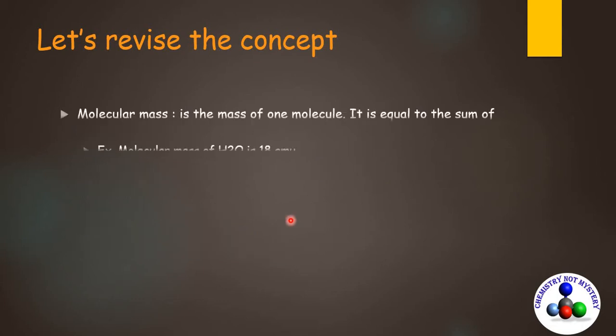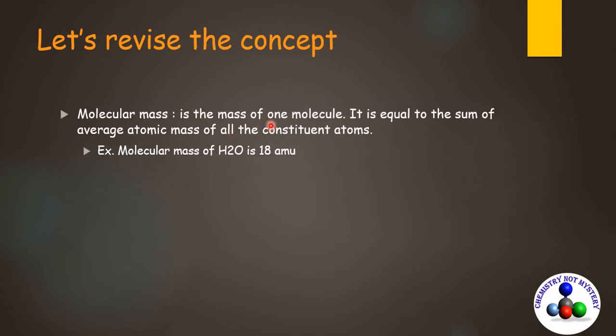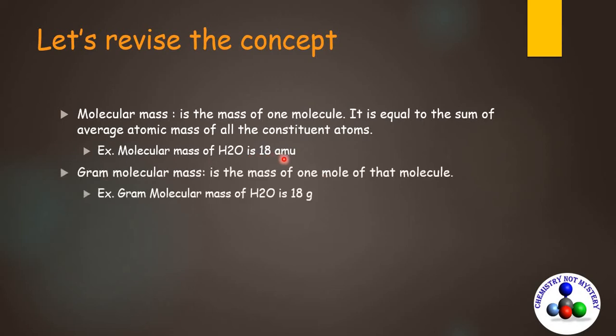Molecular mass. It is the mass of one molecule. It is equal to the sum of average atomic masses of all the constituent elements. For example, molecular mass of water is 18 AMU. Gram molecular mass. It is the mass of 1 mole of that molecule. For example, gram molecular mass of water is 18 grams per mole.